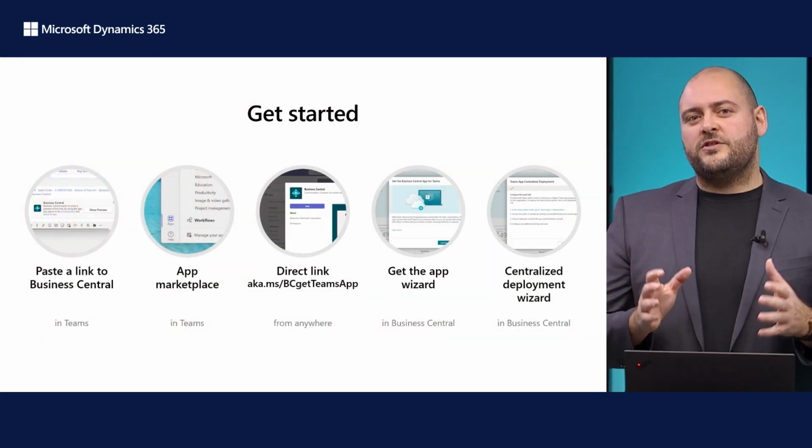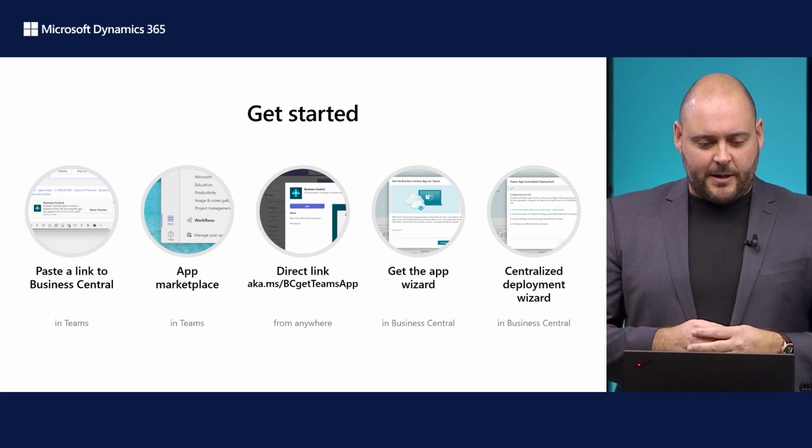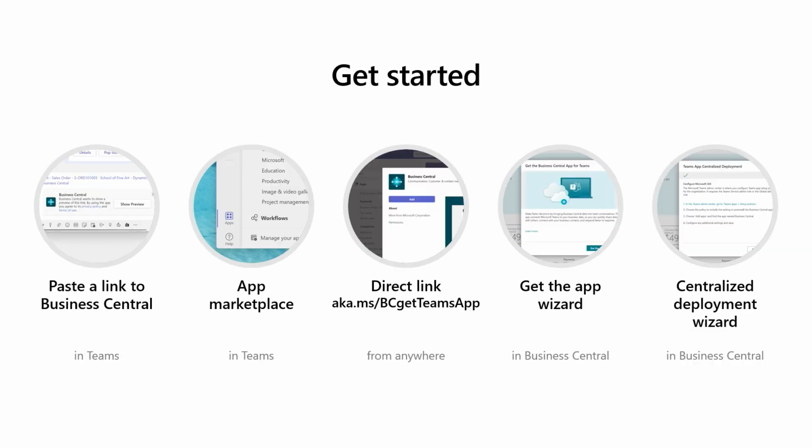And this is now one of multiple ways of getting the Business Central app installed. In fact, there are 4 ways in which end users can get the app. You can do that by pasting a link as I showed you, but also just going directly to the app marketplace inside Teams, or using our direct link, or from Business Central using this little wizard we added that will just guide you through the process. But most interestingly, for administrators, you can also centrally deploy the app to all of your users in the organization, or just certain groups of users who you think will benefit from using the app. And we call that centralized deployment. You can find a little wizard inside Business Central which will guide you step by step through that process as well. So we definitely recommend that way to get multiple users started with this.